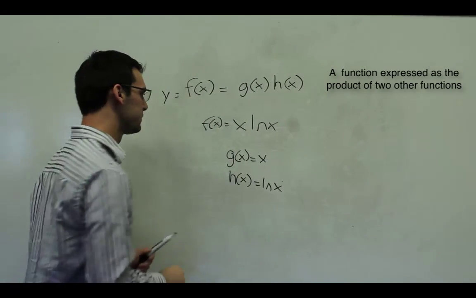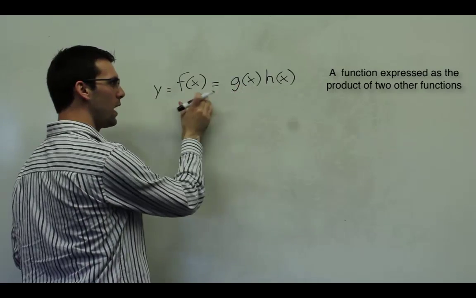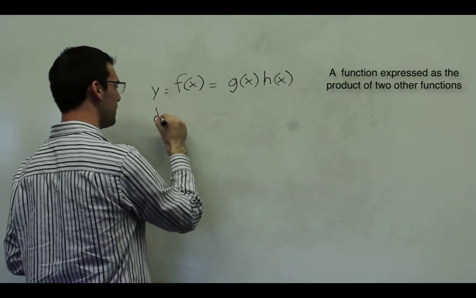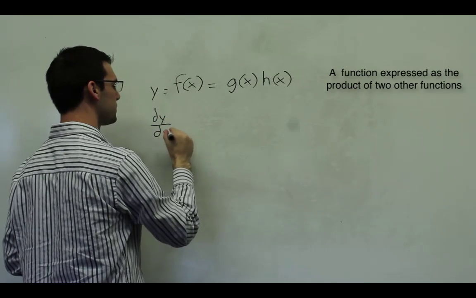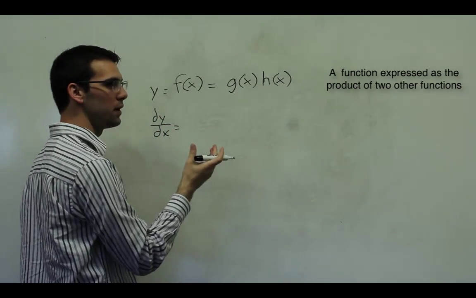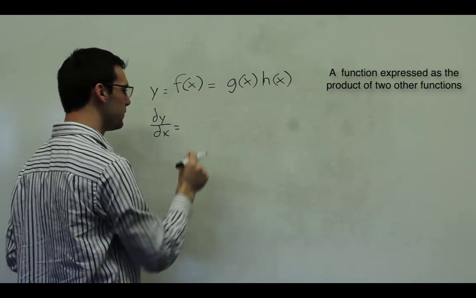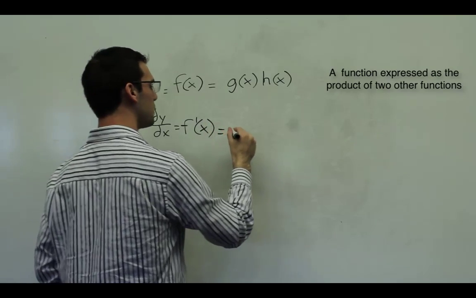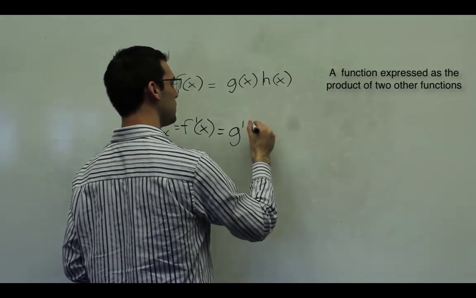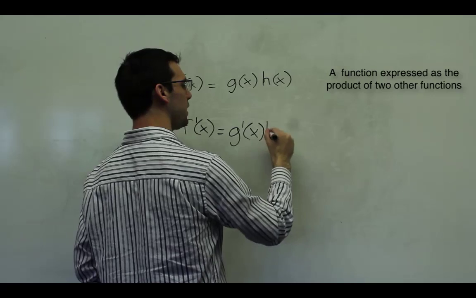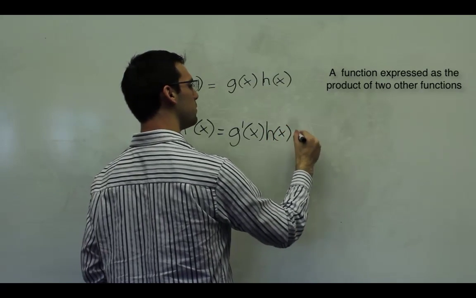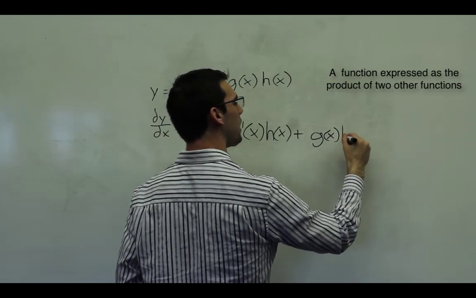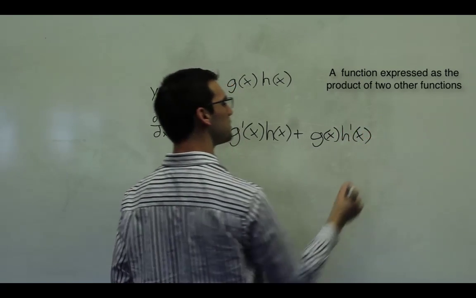So let's learn the rule. The rule is, if you have a function that's of this form, then the derivative of that function with respect to x, which is the effect of a change in x on the whole function, is equal to g prime of x times h of x plus g of x times h prime of x. Okay?